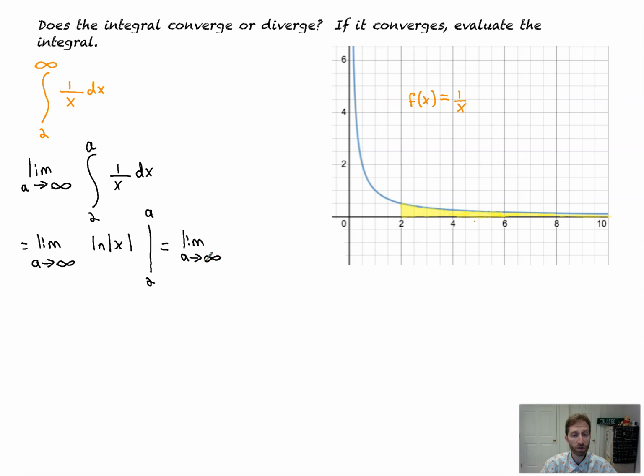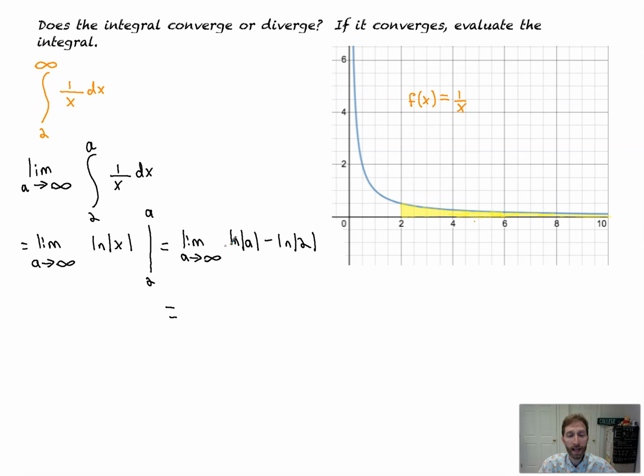The limit is a goes to infinity of ln of the absolute value of a, inserting the upper value in, minus the lower value. So again, same exact process as you've been doing, just keep that limit there throughout until we're ready to evaluate it, which is now.